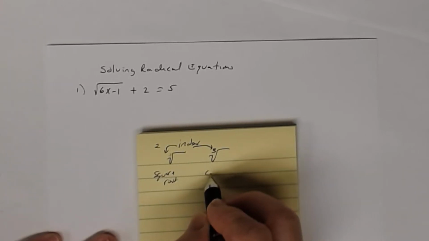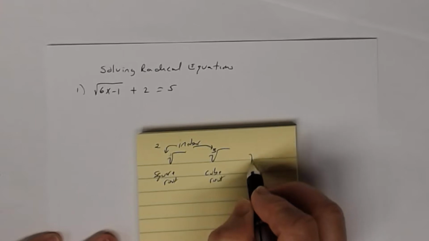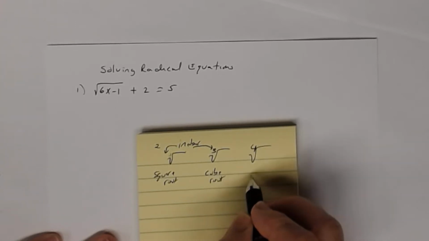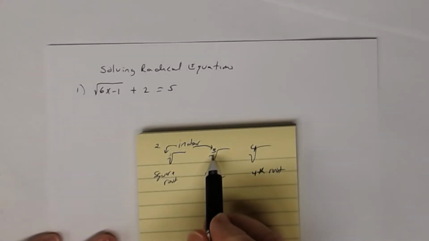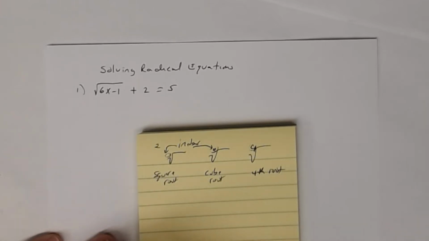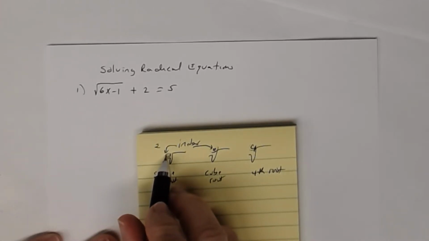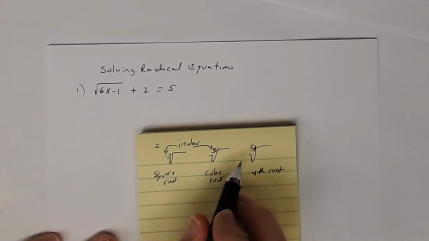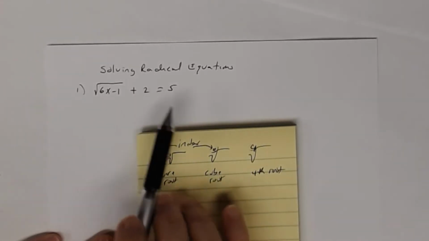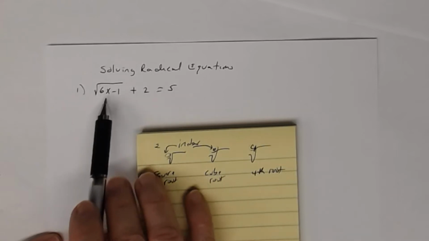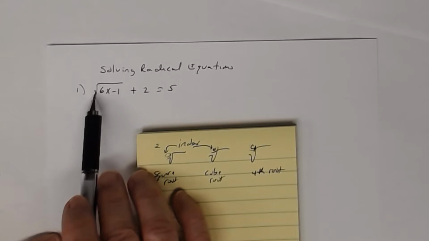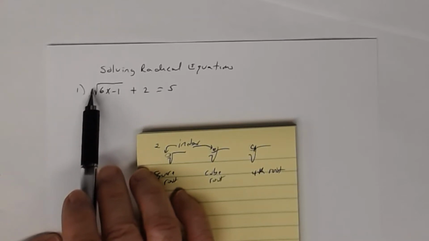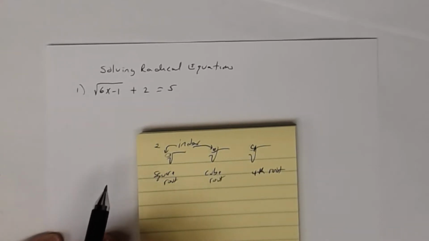Okay. So this is cube root. And then this would be fourth root. And so on. So those numbers represent the index. If there's no number there, that's understood to be a 2. So square root, cube root, fourth root. So a radical equation is an equation that has a radical symbol. Notice that this radical symbol is a square root. That number here that you don't see is understood to be a 2.